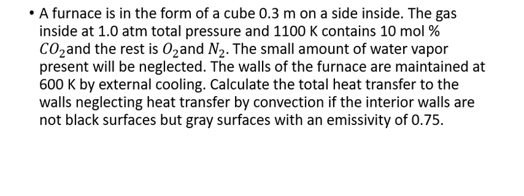The walls of the furnace are maintained at 600 Kelvin by external cooling. Calculate the total heat transfer to the walls neglecting heat transfer by convection. Then repeat the calculation if the interior walls are not black surfaces but gray surfaces with an emissivity of 0.75.